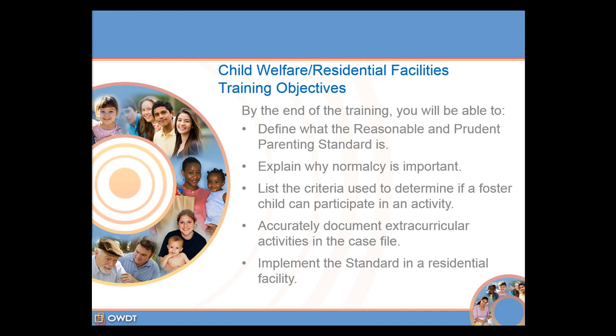At the end of this training, you will be able to define what the Reasonable and Prudent Parenting Standard is, explain why normalcy is important, list the criteria used to determine if a foster child can participate in an activity, accurately document extracurricular activities in the case file, and implement the standard in a residential facility.